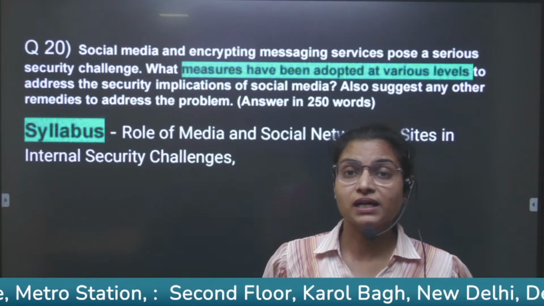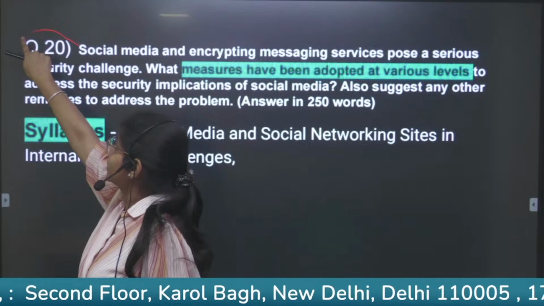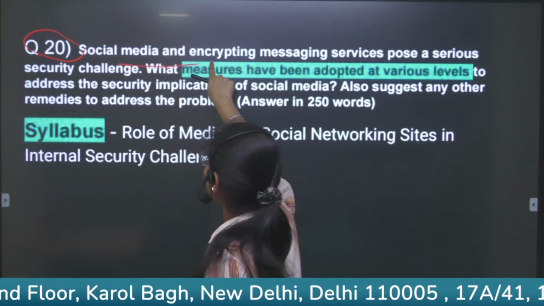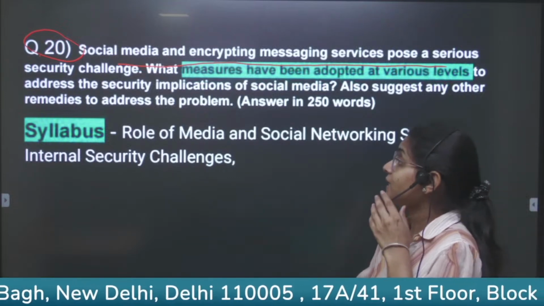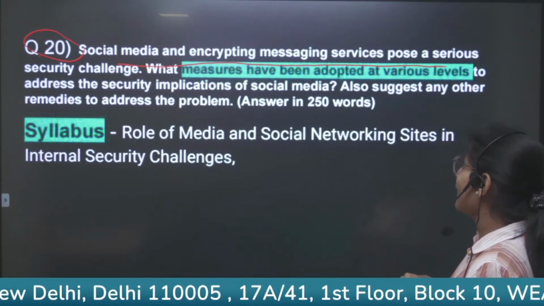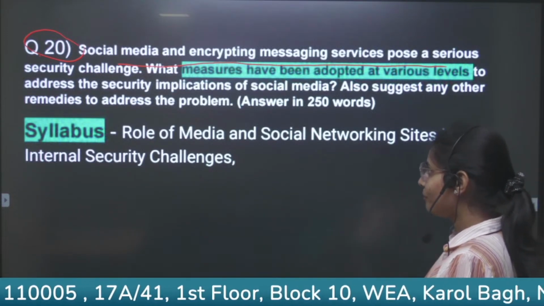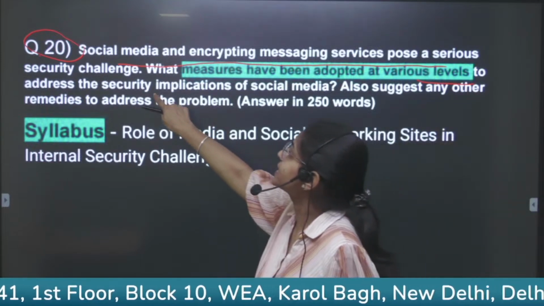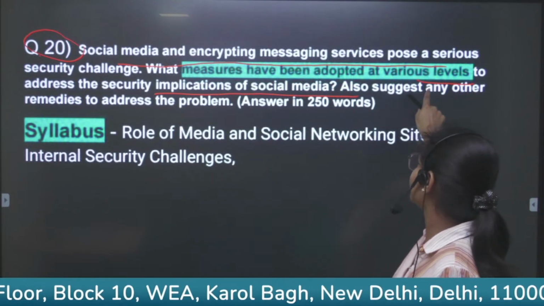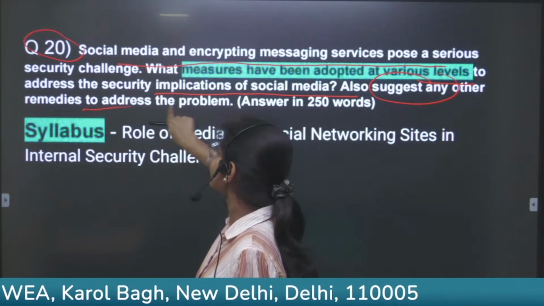Now moving to the last question of the day. It is the 20th question, and it is asking about social media and encrypted messaging services posing a serious security challenge. What measures have been adopted at various levels to address the security implications of social media? Also suggest any other remedies to address this problem.